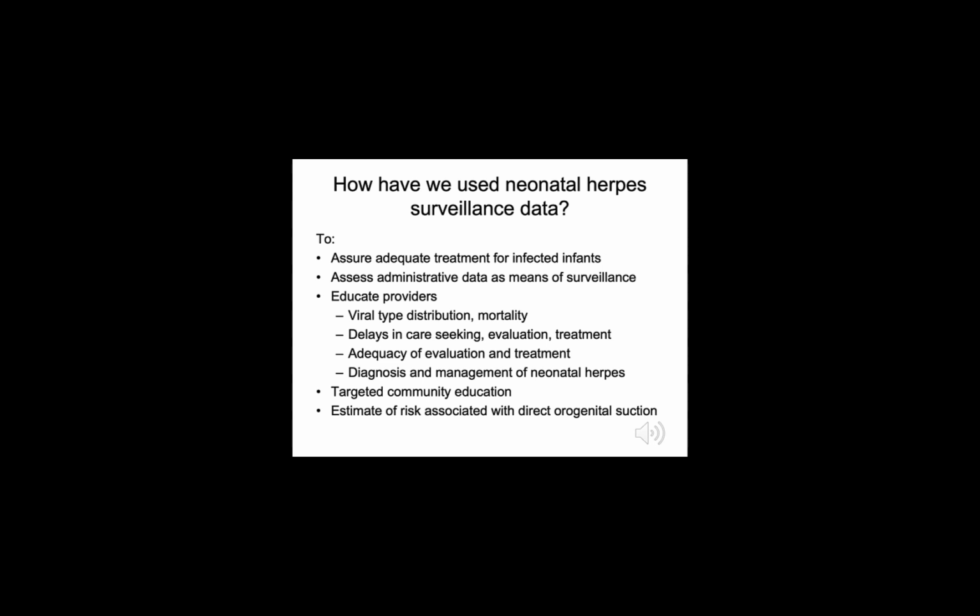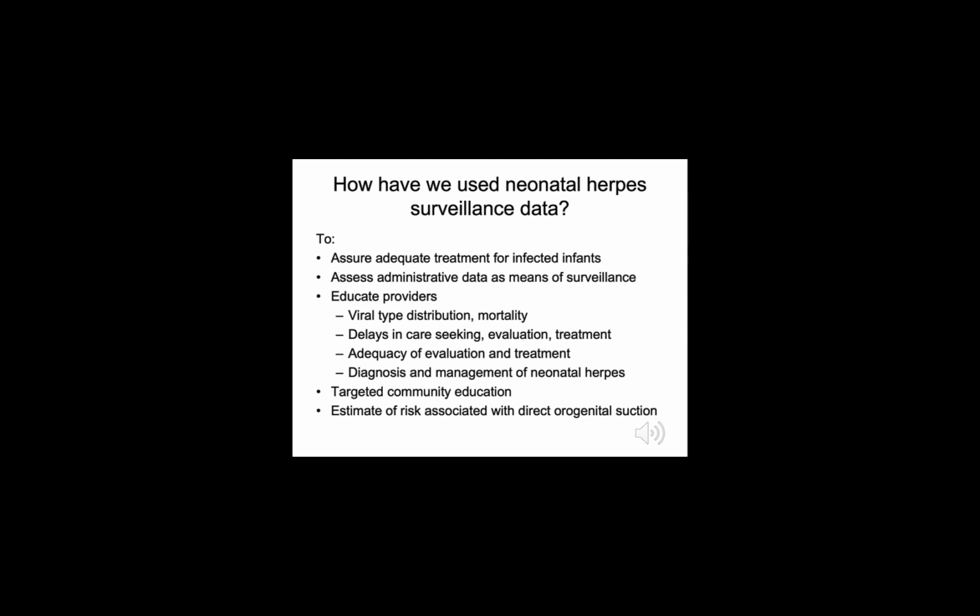We have also used our surveillance data to assess the quality of administrative data, like hospital discharge data, as a means of surveillance. And actually, administrative data are pretty good for just crudely measuring the disease burden. Of course, you get none of the detail. You get nothing about viral type. You don't get very good information on the vital status. Did the baby live or die? But I think what we've been able to show for jurisdictions where neonatal herpes is not reportable is that they can use administrative data as a crude measure of disease burden.